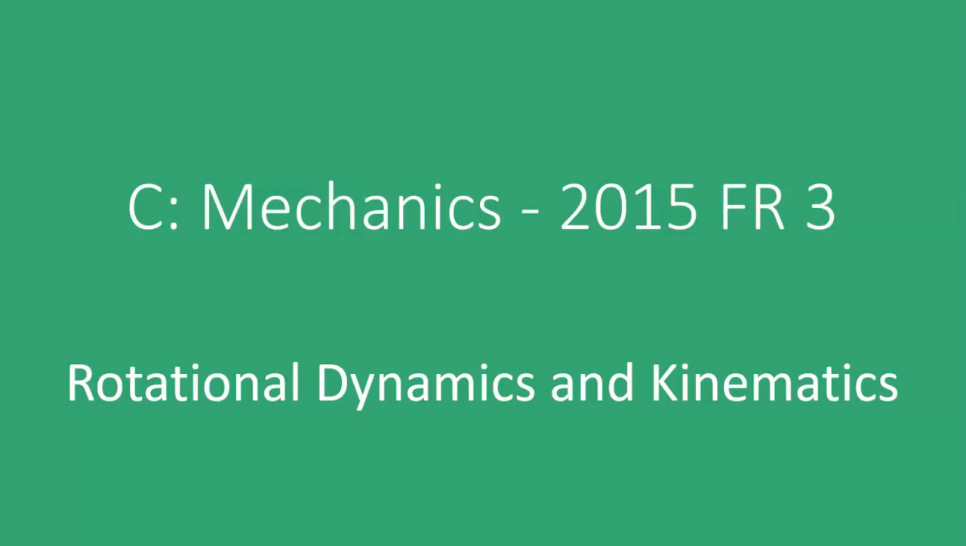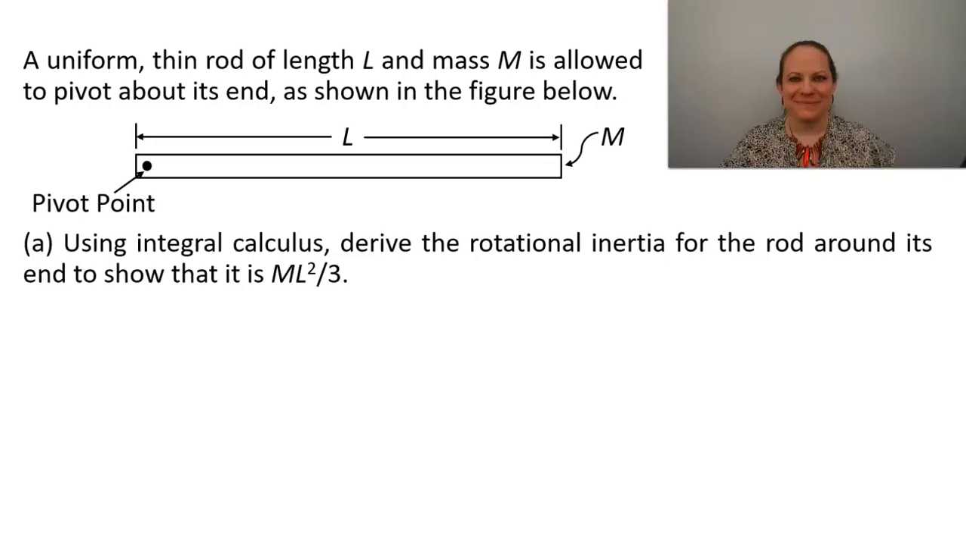Today we'll be taking a look at the C Mechanics exam 2015 free response question number 3, which covered rotational dynamics and kinematics. A uniform thin rod of length L and mass M is allowed to pivot about its end as shown in the figure below. Part A. Using integral calculus, derive the rotational inertia for the rod around its end to show that it is mL squared divided by 3.